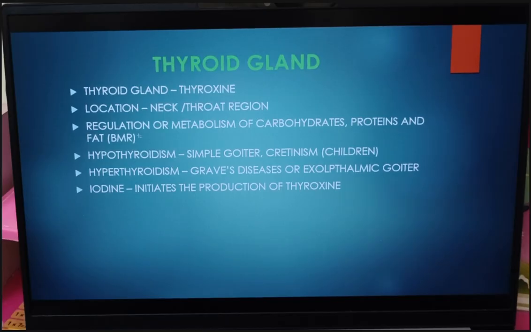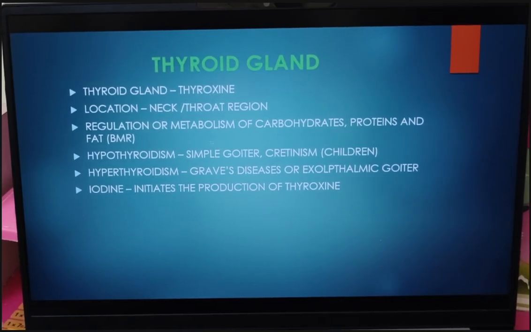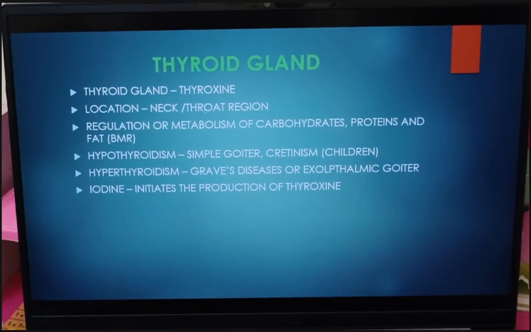Iodine, the common salt that we use, carries iodine. You could have seen an advertisement saying iodized salt. So what is that iodized salt? The salt rich in iodine. That iodine is necessary for the production of thyroxine. So if the thyroxine is imbalanced, it is all because of the iodine that we intake.